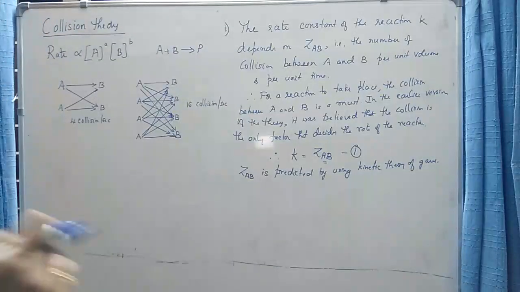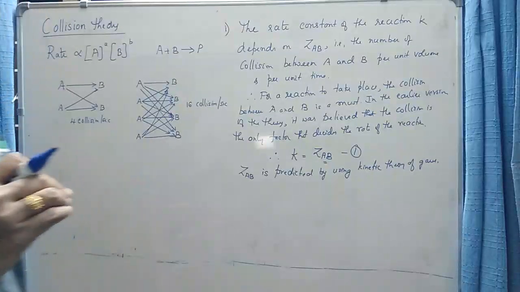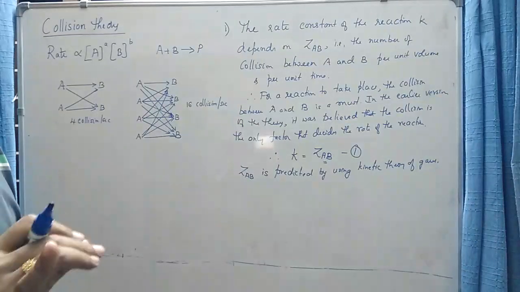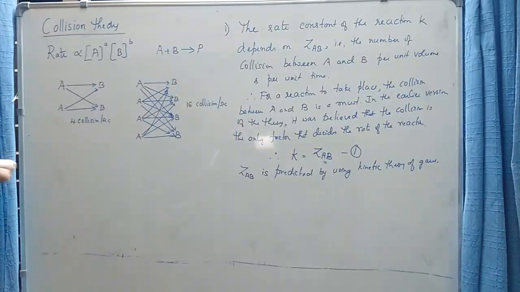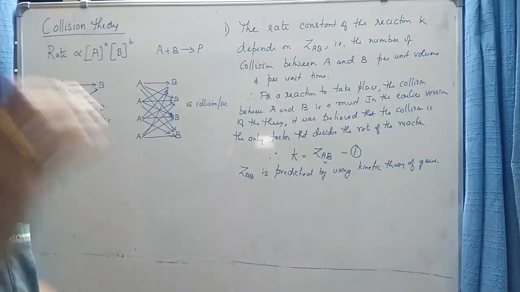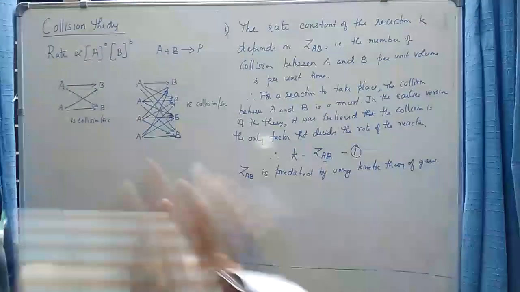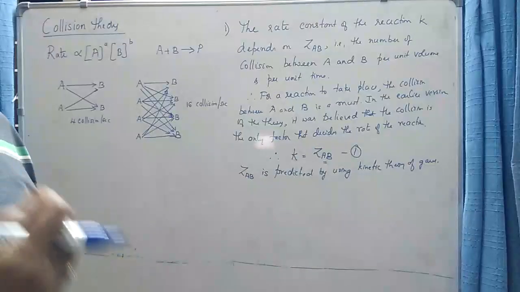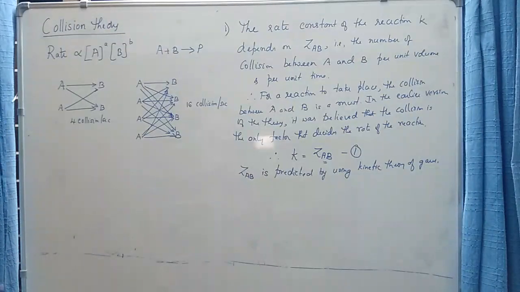Now the problem with this theory is that it is based on the fact that each and every collision between the molecules is a fruitful collision. What do you mean by a fruitful collision? When the molecules A and B collide, they immediately undergo chemical reaction. So theoretically, the number of collisions taking place between the molecules per unit time, per unit volume is very, very large.